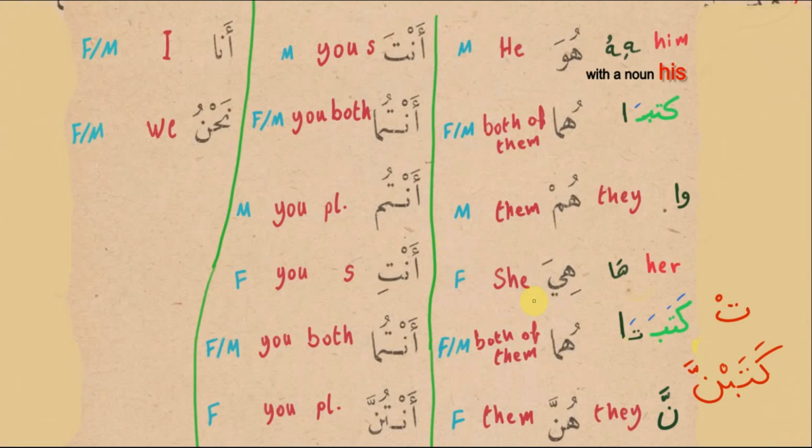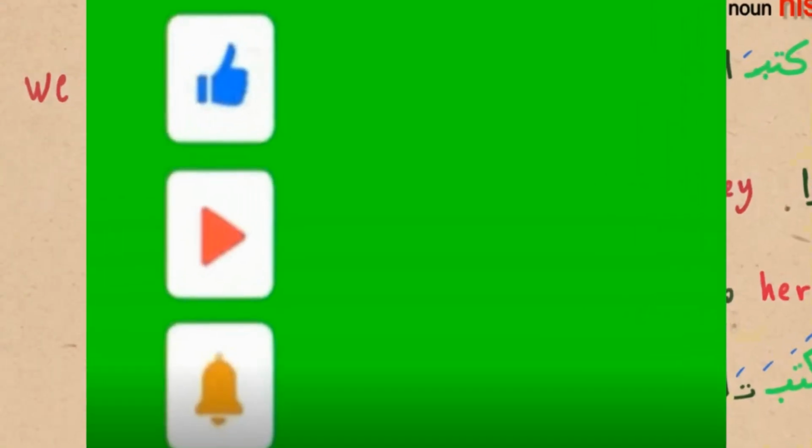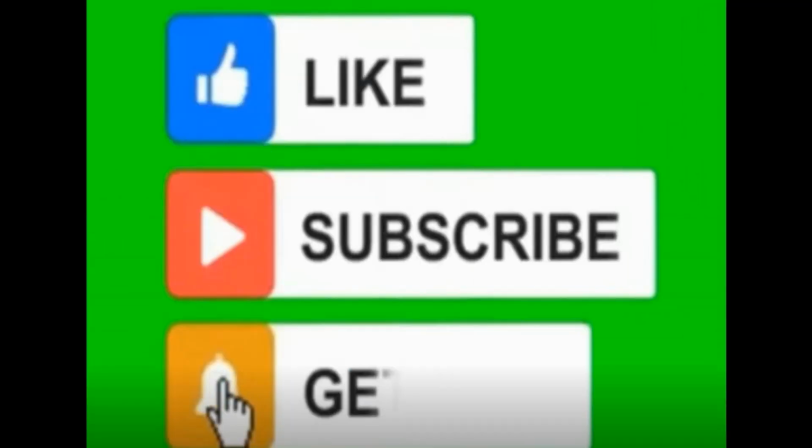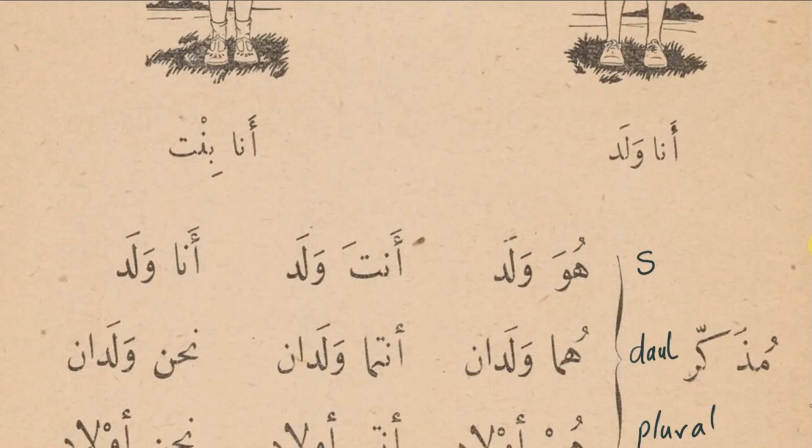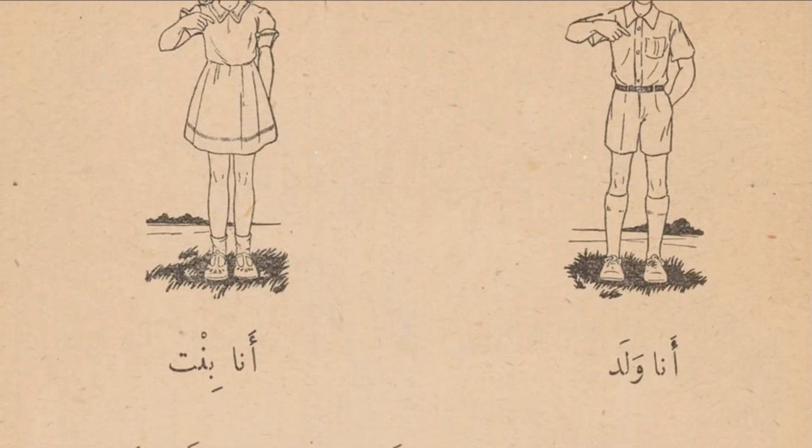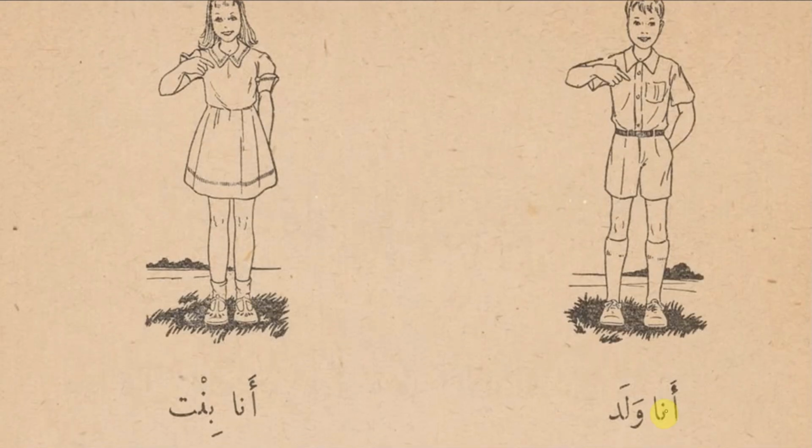So now we will look at the dual and plural of nouns, or different forms of a noun, with these separate pronouns. So here we have the feminine and masculine, an example. Here it says أنا, I. This is I, for the first person singular. Here it says ولد, which means boy. And here it says بنت, which means a girl.